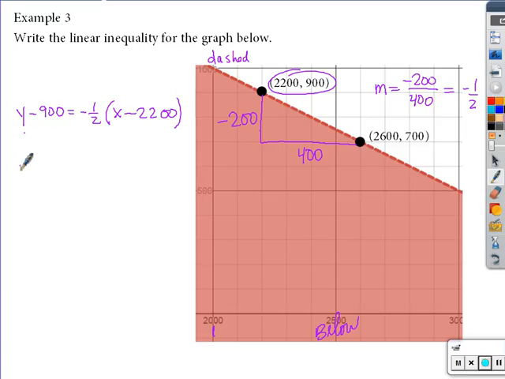So to do that, I would add 900. So y, okay, and then -1/2 x minus 2200 plus 900. I don't have to do anything there. I can just put plus 900. Now, since y is by itself, I can say y has to be less. I can only do that when the y is by itself. So here y is less than that. If you want to simplify that further, you could, but you don't have to.